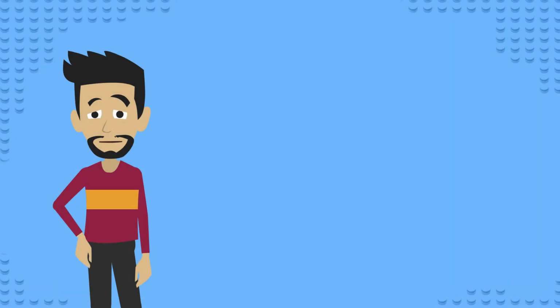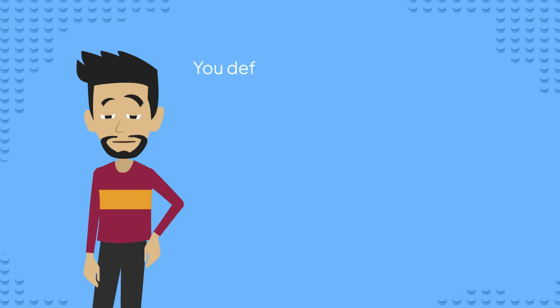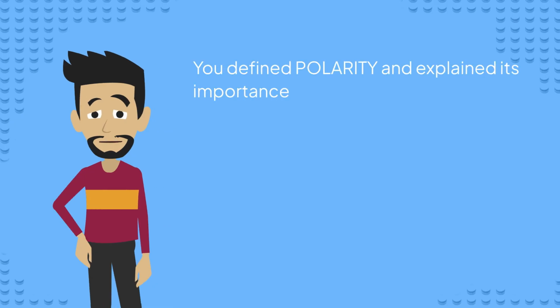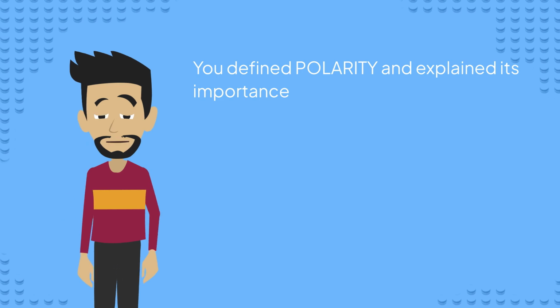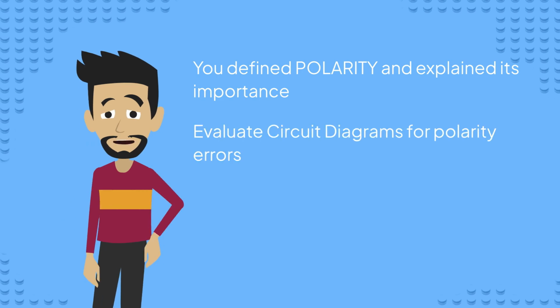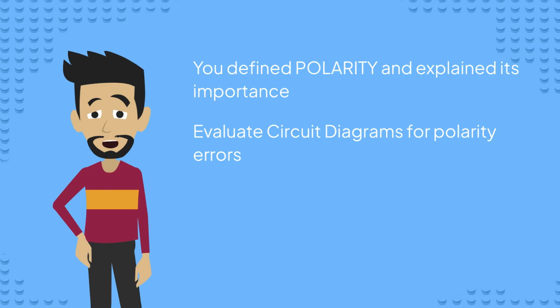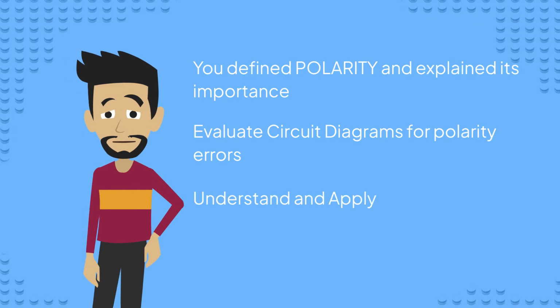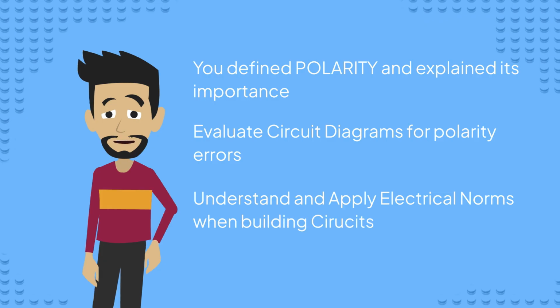Great work, engineers! Let's check our learning against our goals. We defined polarity and explained why it's important to understand when building circuits. We developed and used strategies to find errors in circuit diagrams when using unidirectional components, and we learned and applied electrical norms for when building circuits.